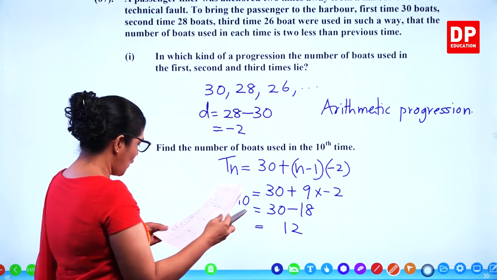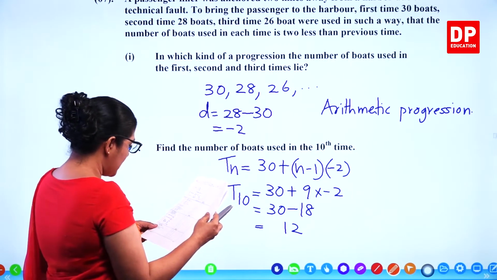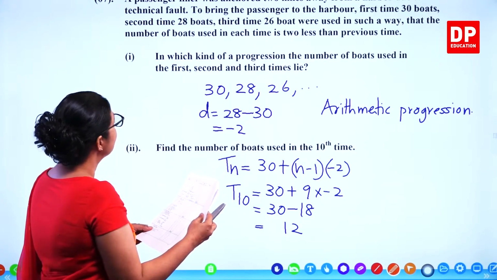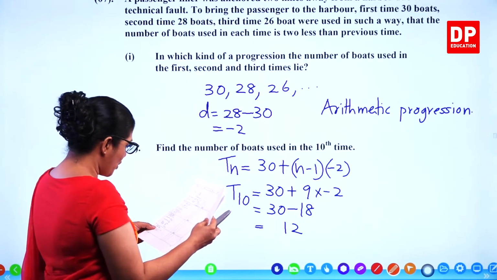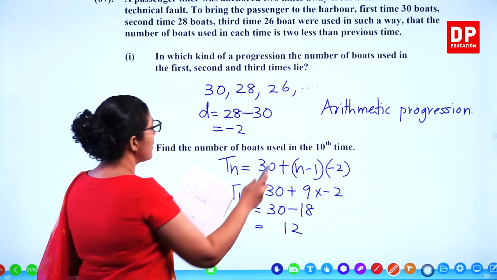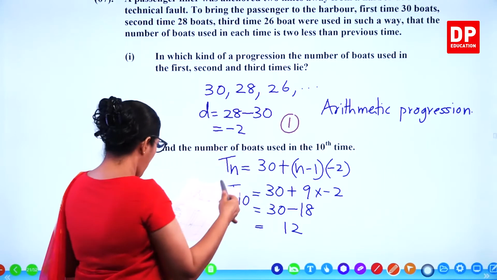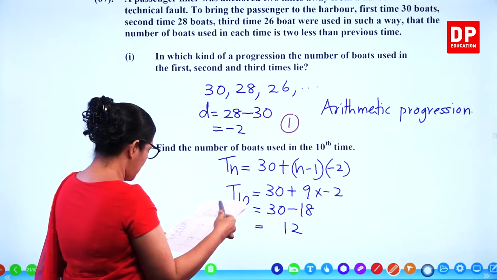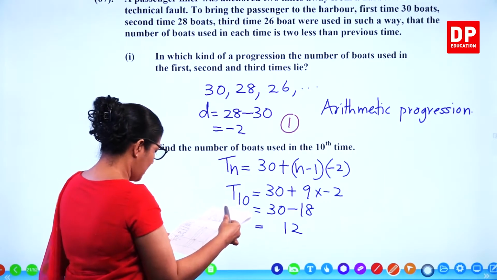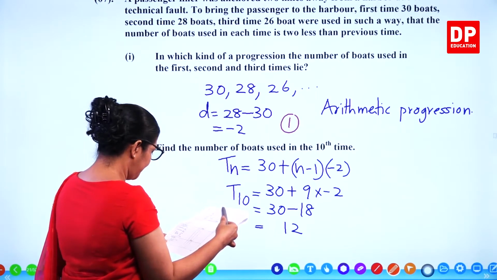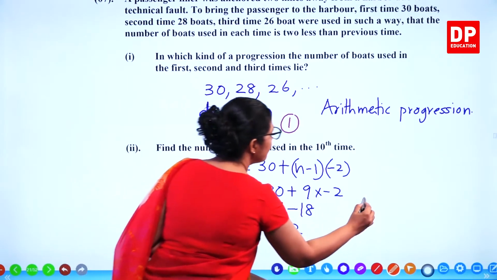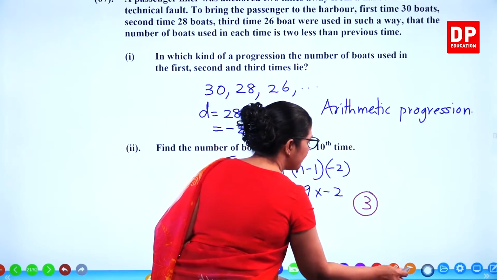So how many marks for that? Showing that it's an arithmetic progression, you get 1 mark. And 10th term is 12, 3 marks. So 4 marks altogether.